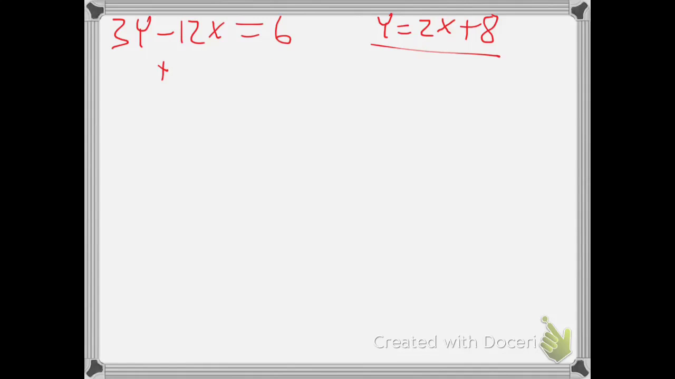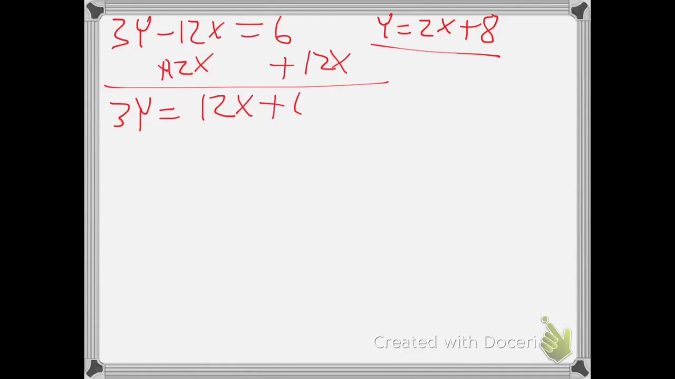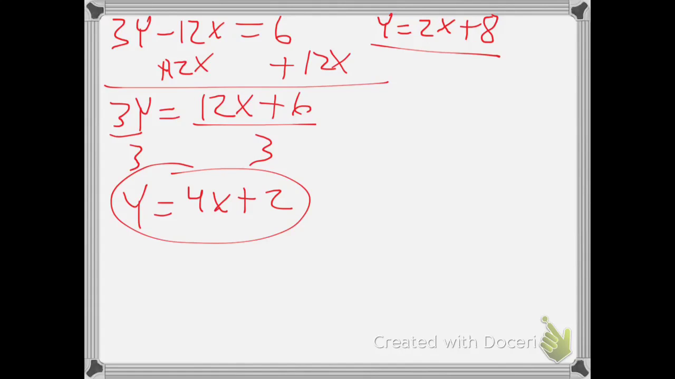To do that, you're going to add 12x to both sides. I'm sure that's very legible. Sorry, guys. You'll get 3y equals 12x plus 6. And divide everything by 3 to get y equals 4x plus 2. Okay, so now we got two things solved for y. If you got two things solved for y, you can set each of those things on the other side of the equation equal to each other. So we can really write the equation 4x plus 2 equals 2x plus 8.